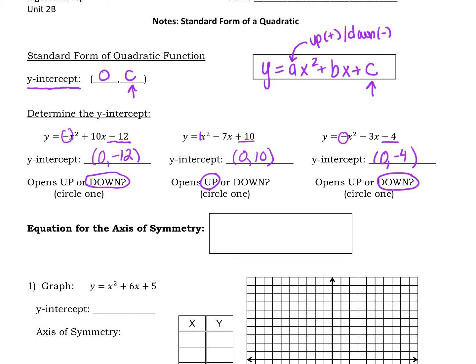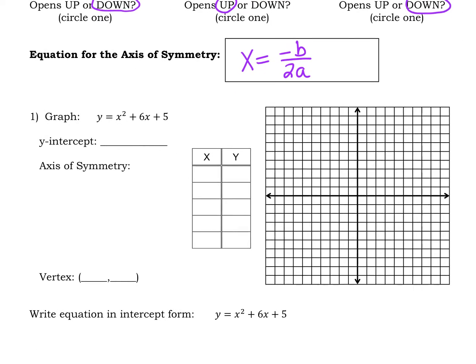Now with standard form, we need to use a little equation to help us find the axis of symmetry. That equation is going to be opposite b over 2a, or negative b over 2a. So this formula is going to be really important to help us graph our quadratic equation. So let's look at this first example.